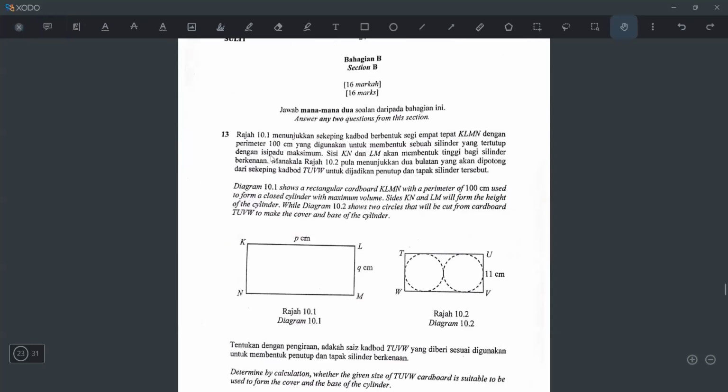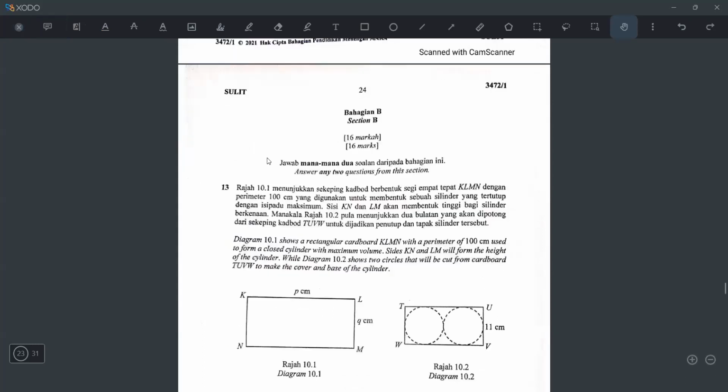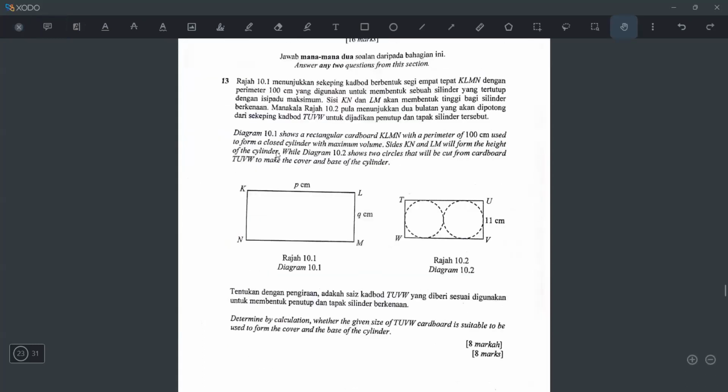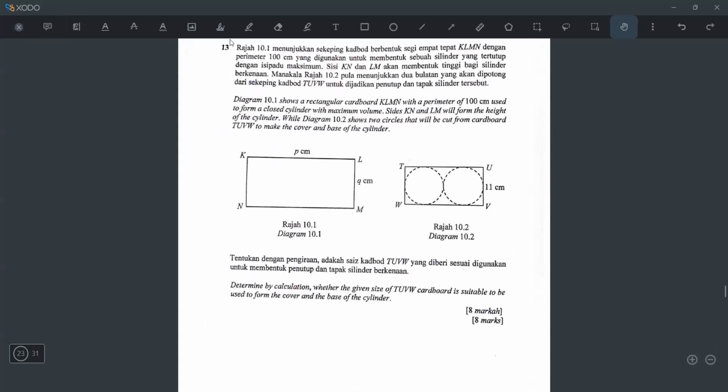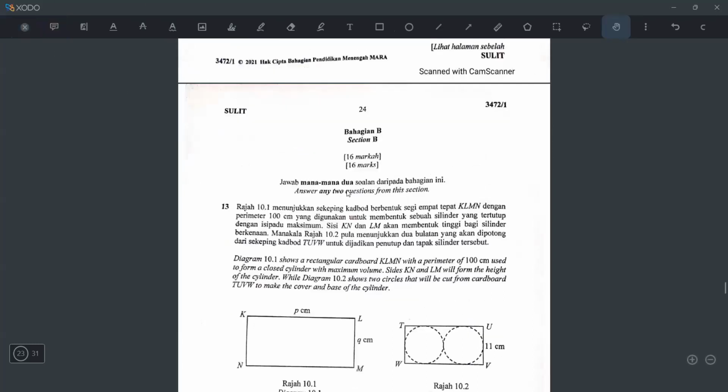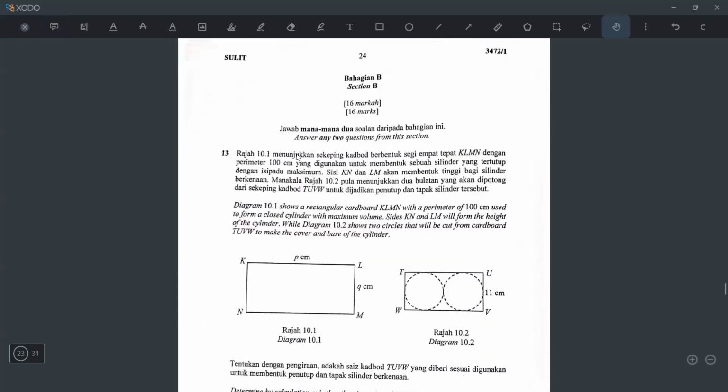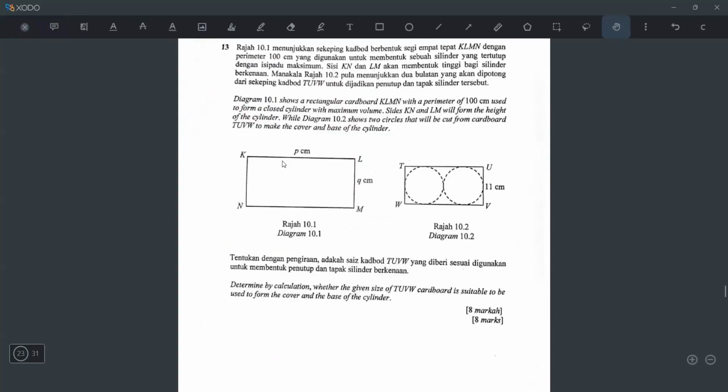This is question number 13. So we have 3 more questions and we are done with this paper. This paper is actually quite difficult. All right, let's continue. Remember in section B you will only choose 2 questions, but they will give you 3. 13, 14, 15, 3 questions, but you will only choose 2. But I will do all of it.